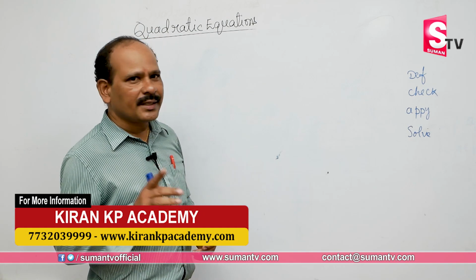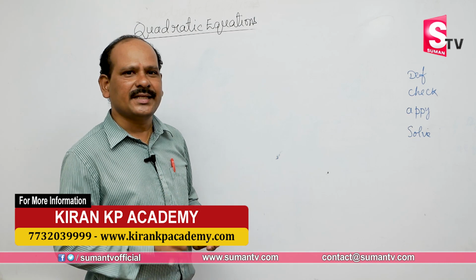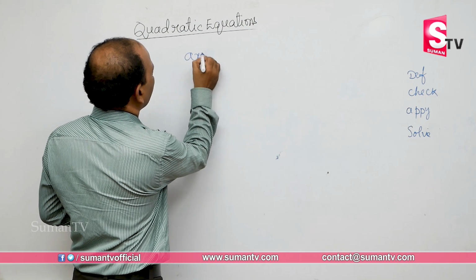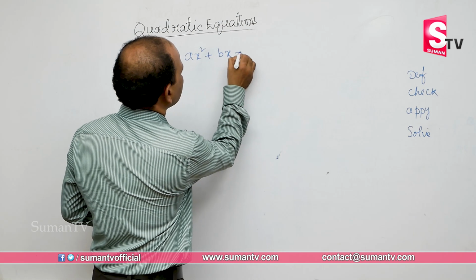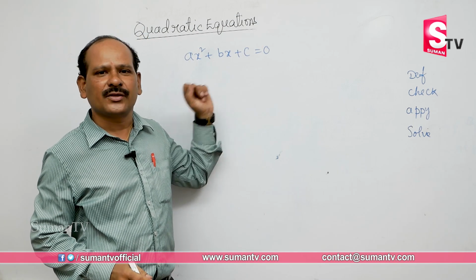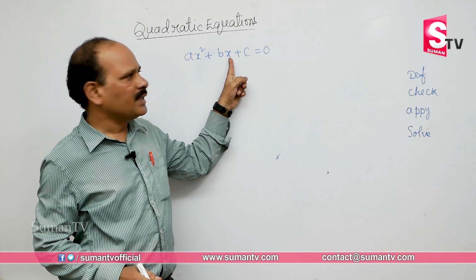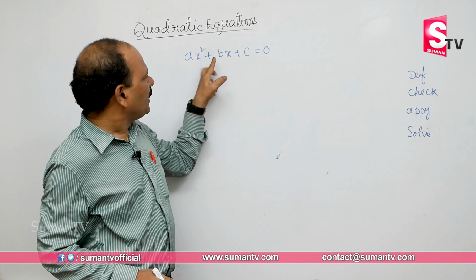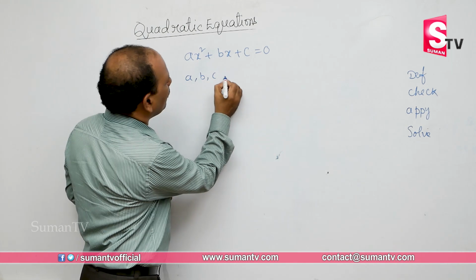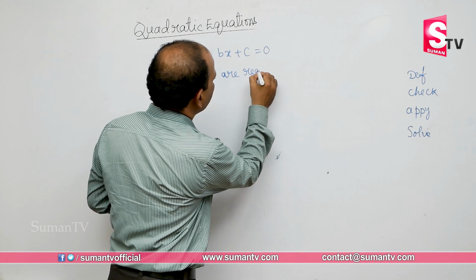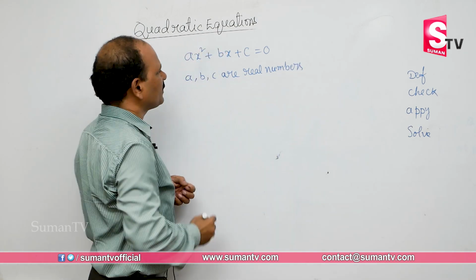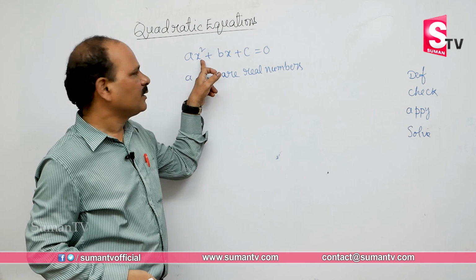A quadratic equation in variable x is an equation in the form ax square plus bx plus c is equal to 0. This is the general form of a quadratic equation. Here a, b, c are real numbers, and x is the variable.